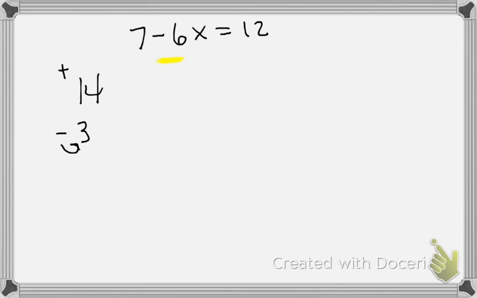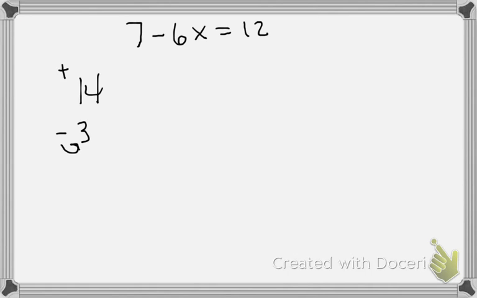Now, if I take away this 7, I'll give you an example. Doesn't it look like negative 6 now? It's the exact same thing. It's just the way we use them and how we position them. So right there I have 7 minus 6x equals 12.